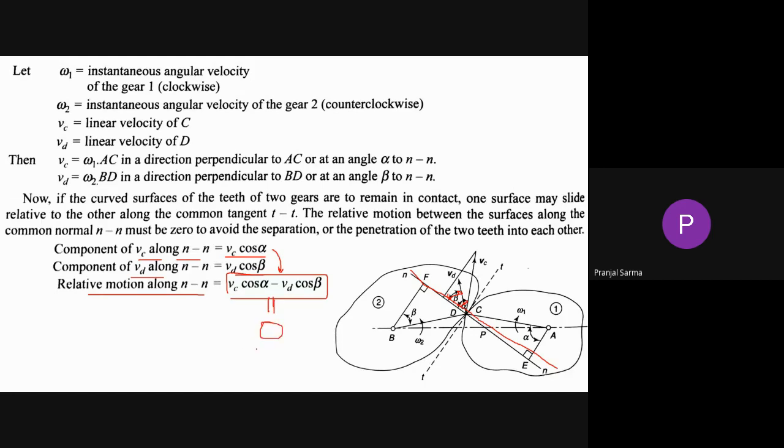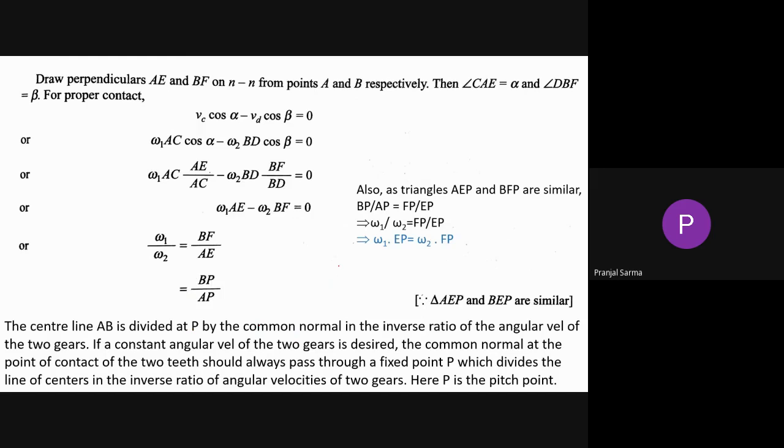Now for our case we know that this relative motion value should be equal to 0, because if there is some relative motion, depending on the direction of the relative velocity, it will either try to go inside the body or they will try to separate out. So the value should be equal to 0, and that is what we are doing. We equate this value with 0, and after simplification, what we have obtained ultimately is omega 1 by omega 2 is equal to BP by AP.